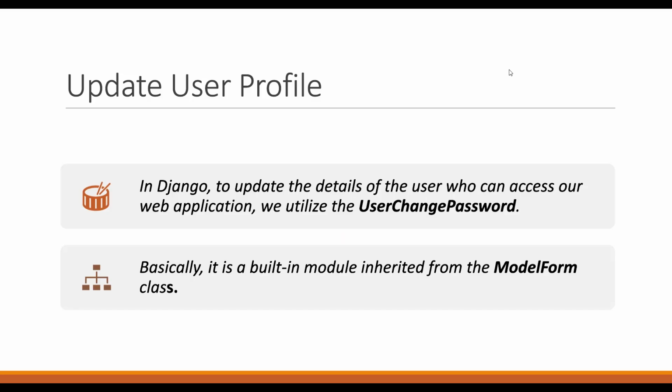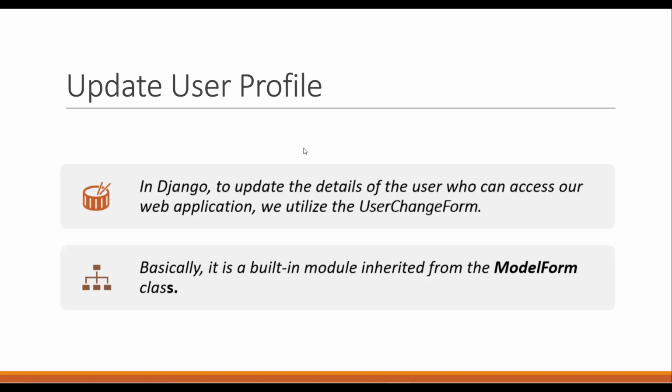So sometimes we need to update the profile of a user. By this user, I mean a regular user, not the admin. So for this, we use the UserChangeForm, which is a part of the Django authentication system. Now I will explain what this UserChangeForm is. In Django, to update the details of the user who can access your web application, we utilize the UserChangeForm. Basically, it is a built-in module inherited from the ModelForm class.